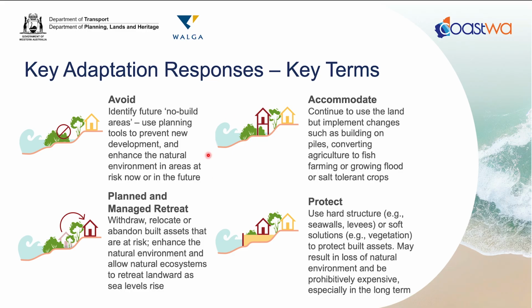Accommodate is the third in the hierarchy, and that is to continue to use land but implement different building and adaptation responses, such as building on piles, so the old Queenslander style house, or modifying the landscape in some way. And the last option in the hierarchy is using hard structures. So the things that we're all familiar with, like seawalls, levees, and then other options like sand nourishment and revegetation.